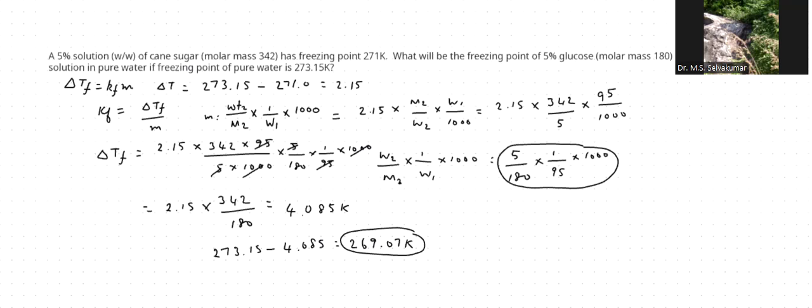271 Kelvin. So the first part of the question is used to find out the molal freezing point depression constant. And in the second part, we are doing the actual calculation. And the answer is 269.07 Kelvin.